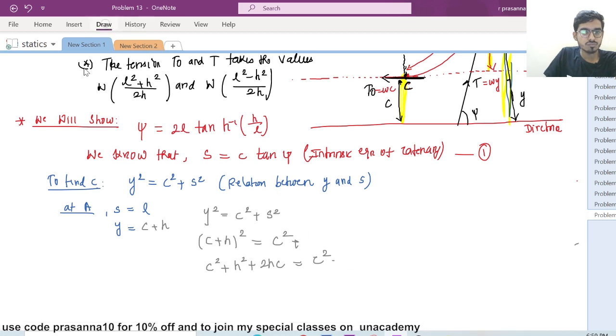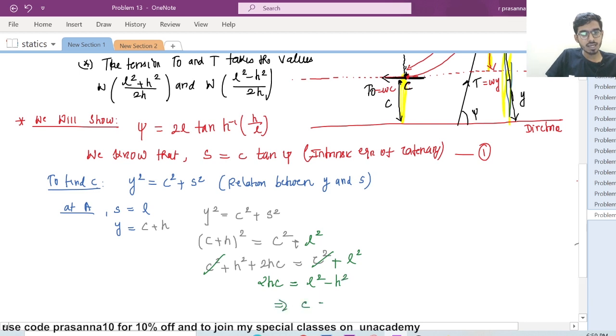At A, this value is L. So this C square will get cancelled. We will have 2HC is equal to L square, because S is L. So we will have L square minus H square. This implies the value of C is L square minus H square divided by 2H, right? So we have found the value of C.